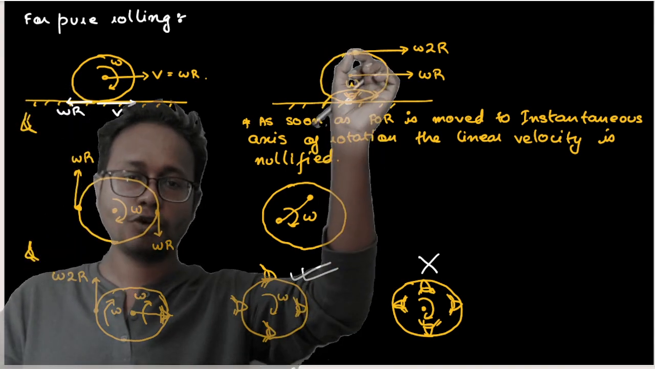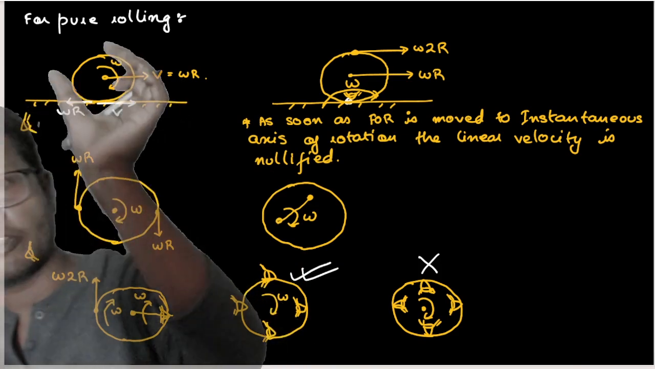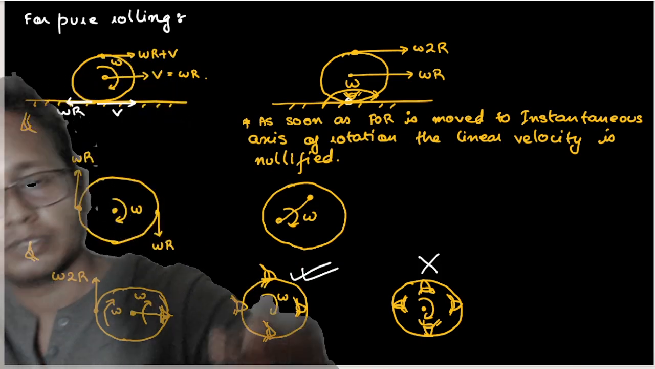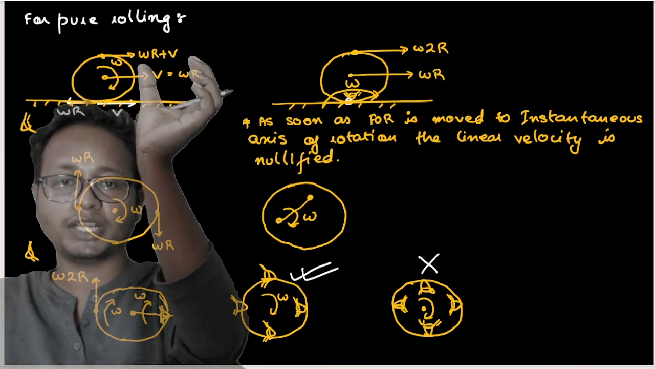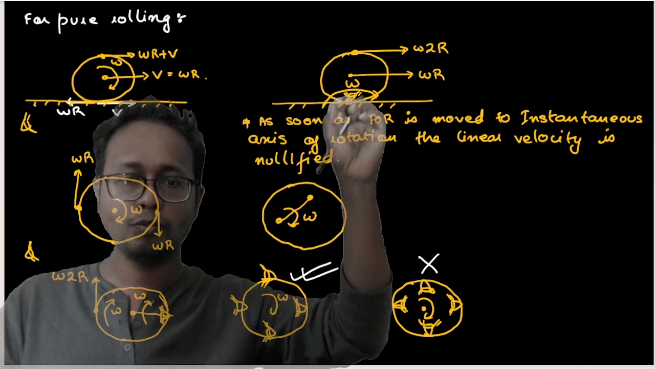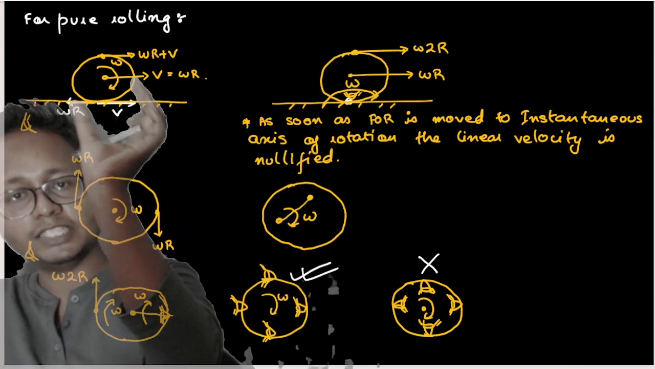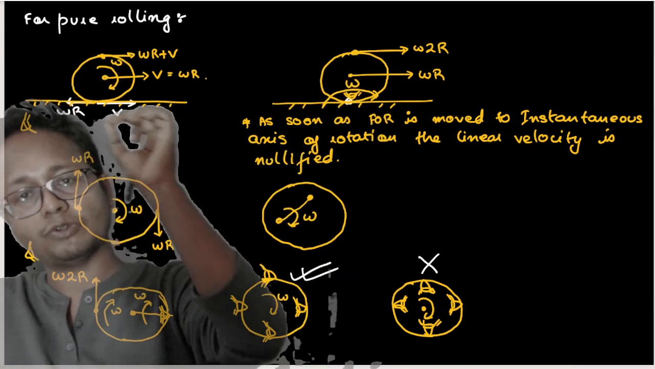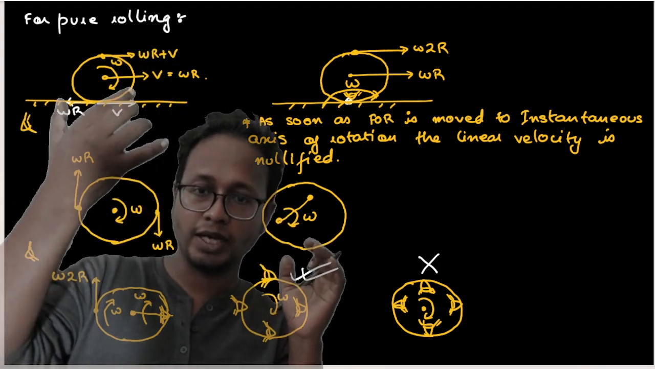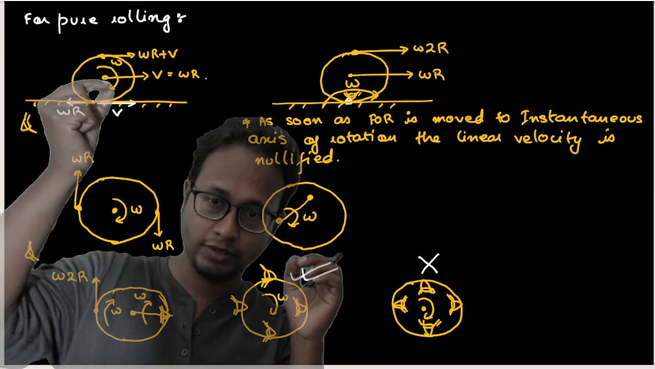What is the velocity at the topmost point? The velocity at the topmost point is equal to 2 omega r, or omega into 2r. It is nothing but omega r plus v, where v is omega r, so omega r plus omega r is equal to 2 omega r. What is the velocity at the side point? It's nothing but omega into this much distance in this direction. If you add omega r plus this v, it will also give a velocity in this direction. Understood?